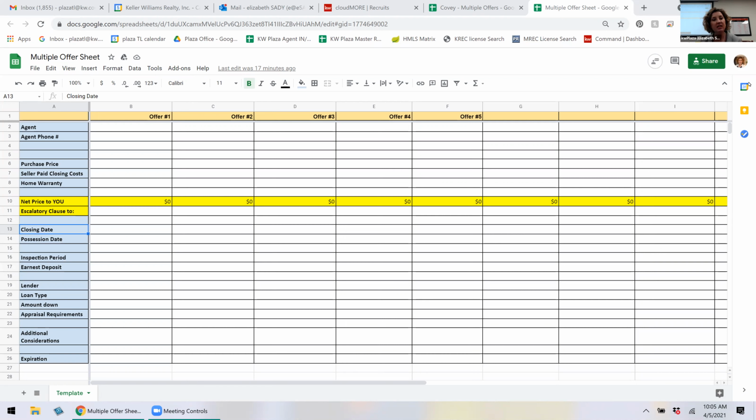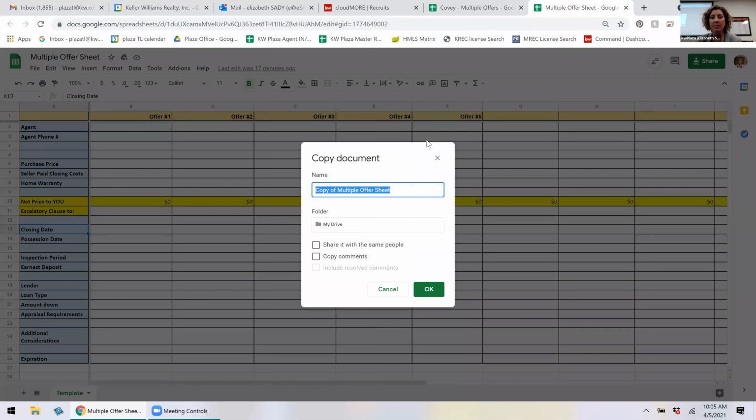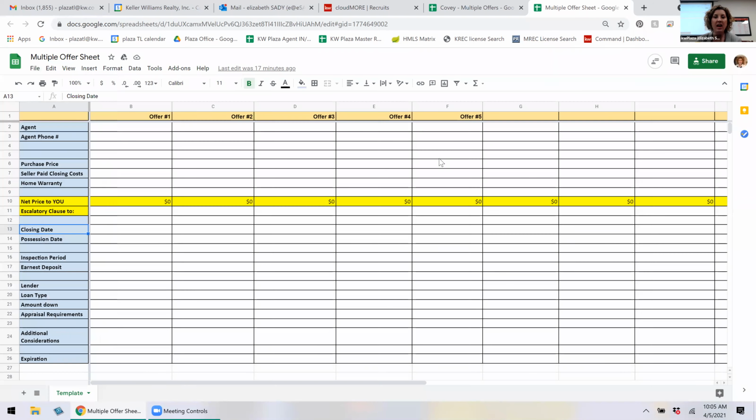So this is the simple template. I would just open it up, come up to the file and say make a copy, and name it whatever the name of my client was, so that each individual copy was labeled. Then the template always remained the same and I could use it over and over again and make a new copy for each client.